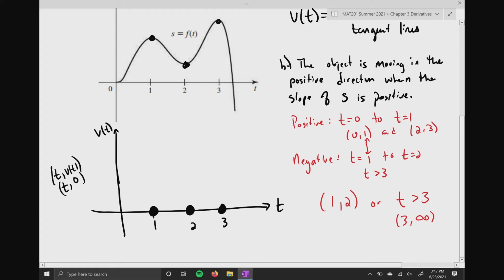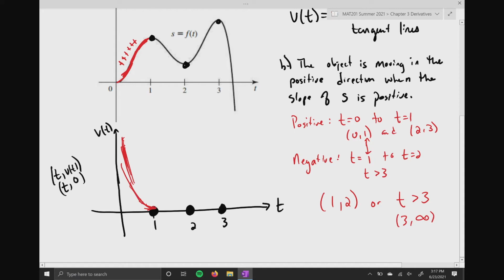Now, for the first part, all my slopes of my tangent lines from 0 to 1 are all positive, which means on my velocity curve, they're going to be above the v of t equals 0 line. So they're all going to be up here. And I know eventually I'm going to have to come down and hit this. Like, I know that. Okay?